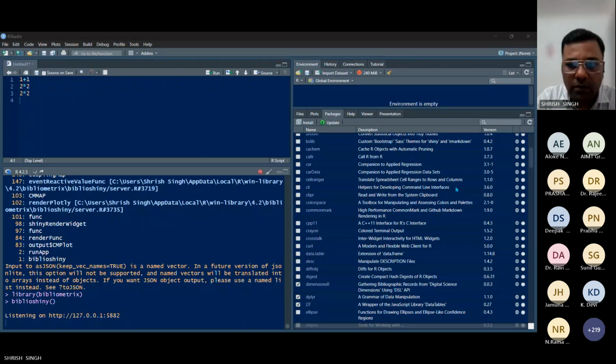No, sir, only your R Studio is visible. The Biblioshiny portal is not visible to us. Sir, please share your desktop. I think you have shared only one tab. Now I've shared the desktop. Okay, just do one thing. I'm going to stop this sharing and share it once again with you all so that you will find it visible over there.